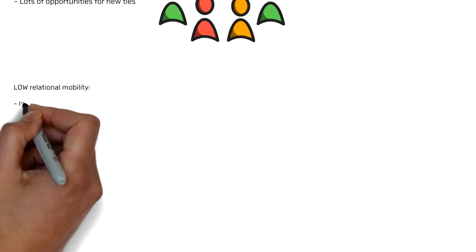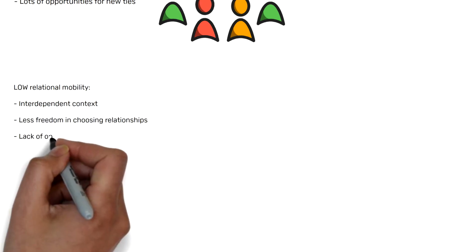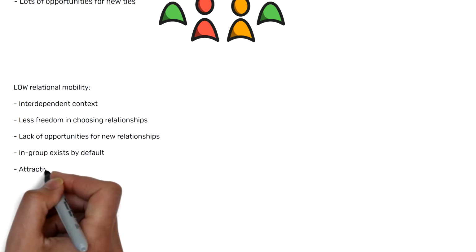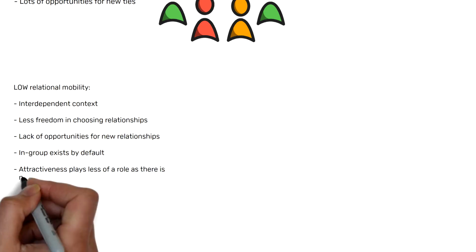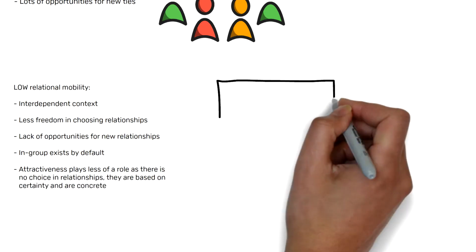Interdependent contexts have low relational mobility. People have less freedom in deciding who they have relationships with. The social environment does not provide many opportunities to create new relationships. Significant relationships come from various in-groups, and such in-groups are not chosen, they exist by default.